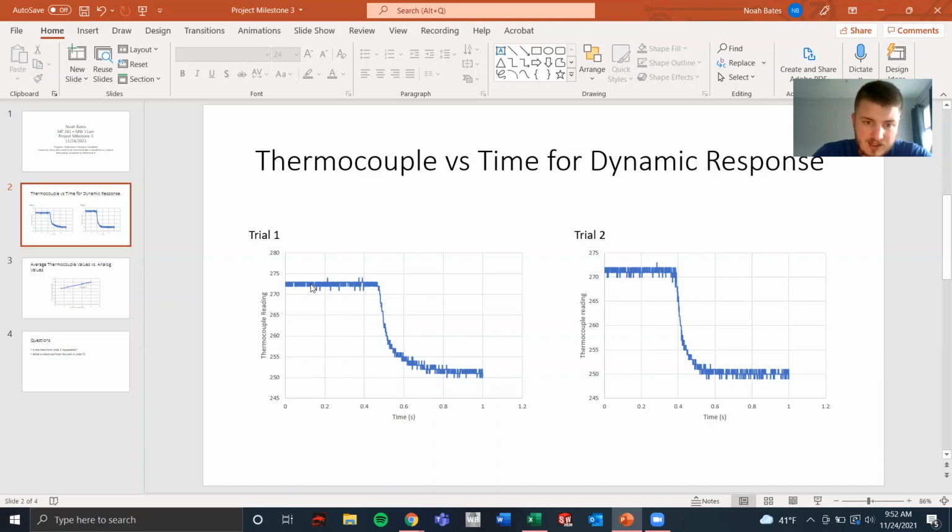We have in this line where it's in ambient air, a sharp decline to cold water, same thing here. They're pretty much the same, except this one took me a little longer to react to the time and put it in the water. This one took me a little faster.